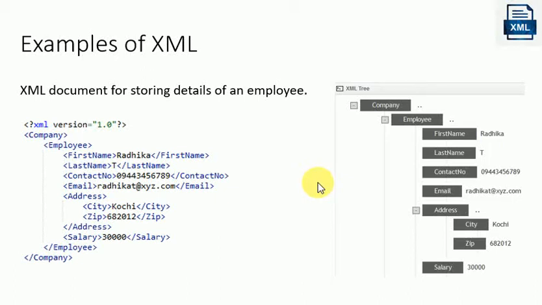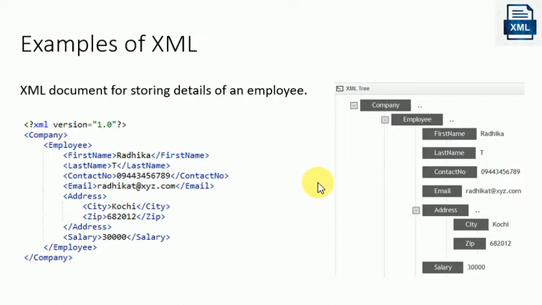Today's topic is XML. XML stands for Extensible Markup Language. As the name suggests, it is a markup language and is extensible. A markup language is a language that uses tags to define elements within a document. Some examples of markup languages include HTML, SGML, etc. HTML stands for Hypertext Markup Language and SGML stands for Standard Generalized Markup Language.